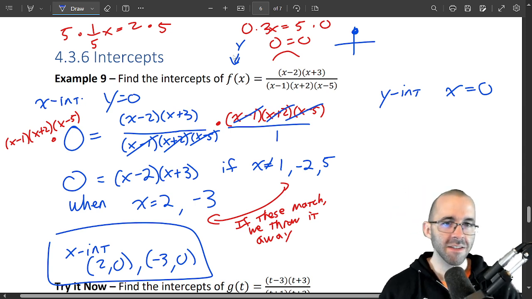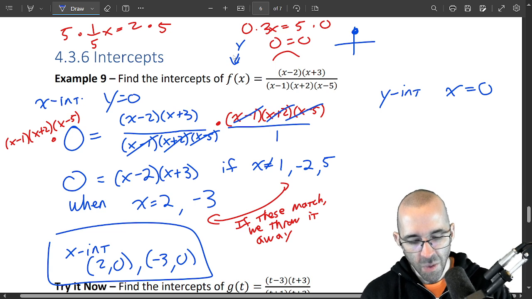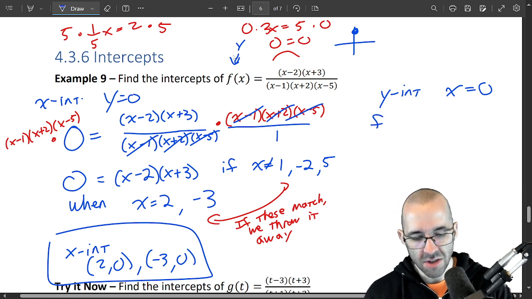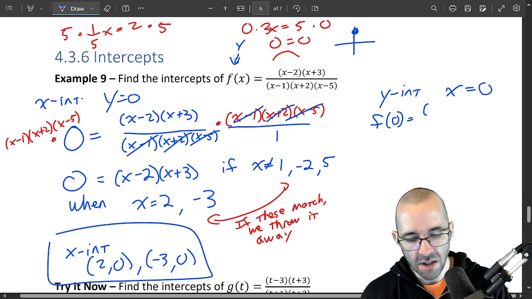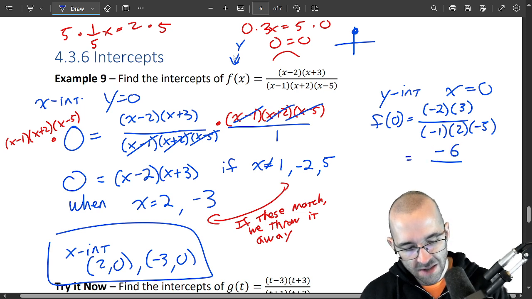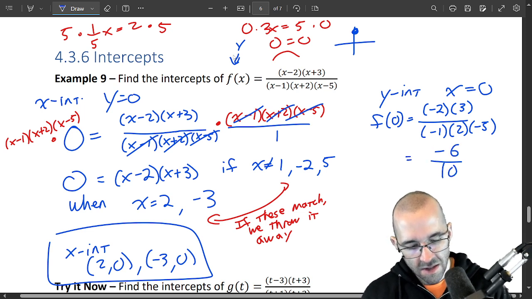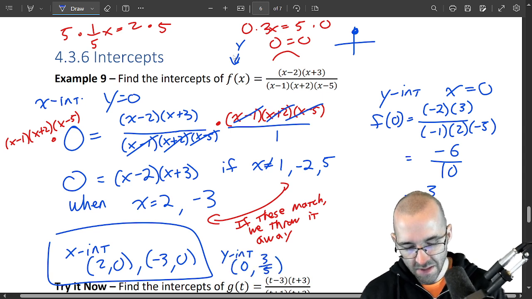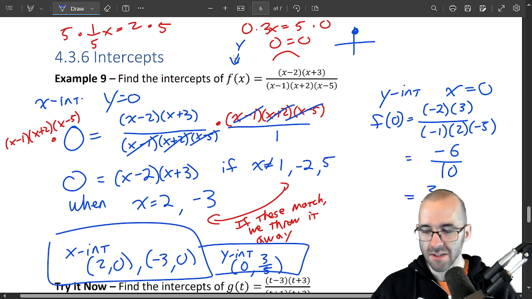The other one's going to be easier. The y-intercept is easier. The y-intercept is when x is equal to 0. That's just plugging in 0 into our function. 0 minus 2, 0 plus 3, 0 minus 1, 0 plus 2, 0 minus 5. Type that into a calculator. You'll get -6 over 10, -3/5, I believe. So the y-intercept is when x is equal to 0 and y is -3/5. Let's check our answers.